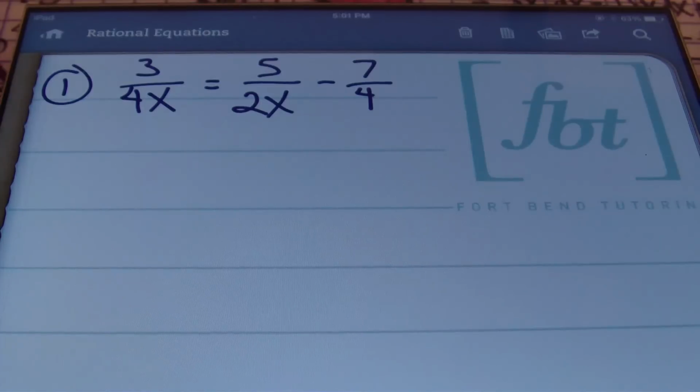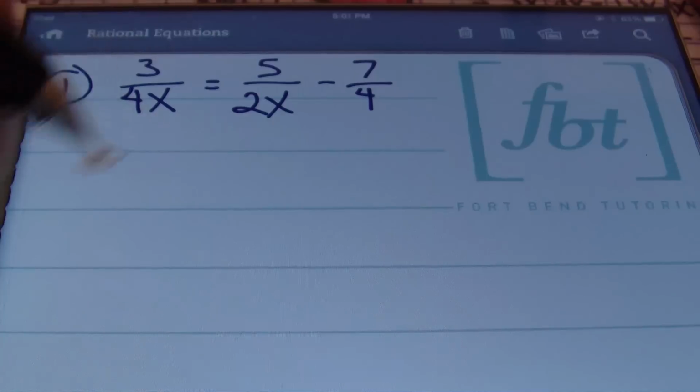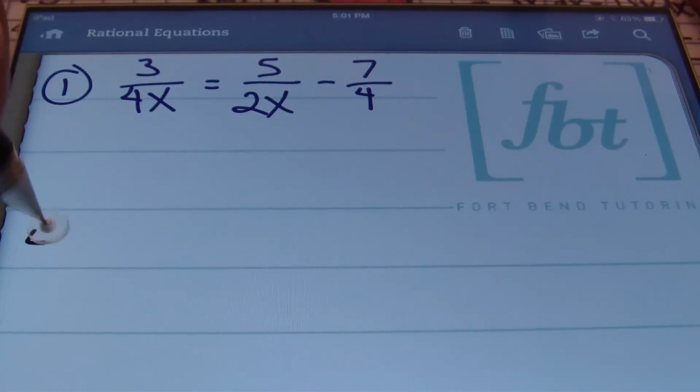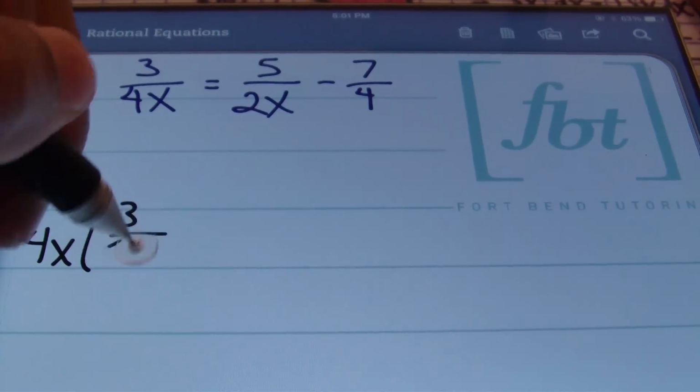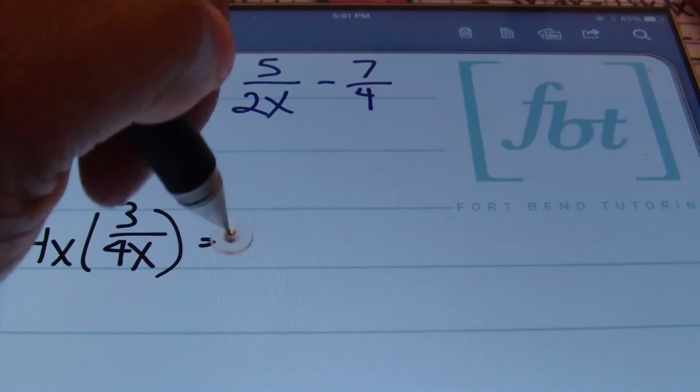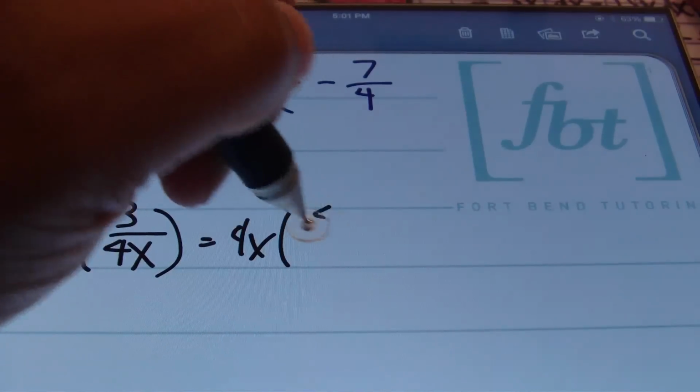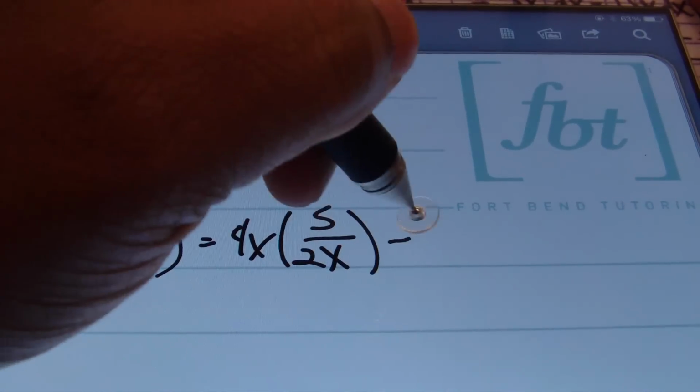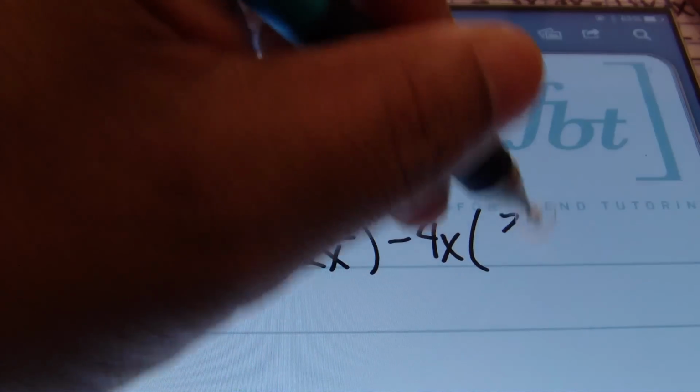Okay, so as I read this first problem, 3 over 4x equals 5 over 2x minus 7/4. Too many fractions, so let's get rid of them. The common denominator for 4x, 2x, and 4 is 4x. So I'm going to multiply each and every term by 4x. I'll have 4x times 3 over 4x, which equals 4x times 5 over 2x minus 4x times 7/4.